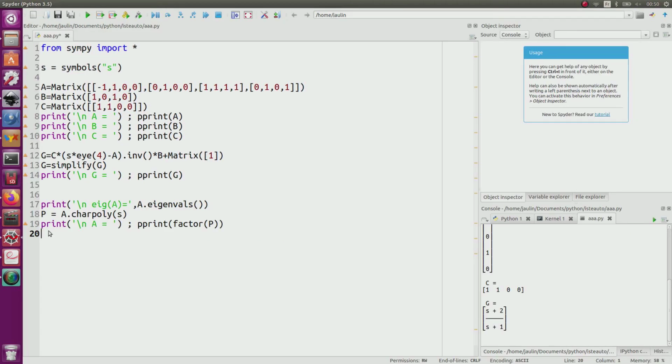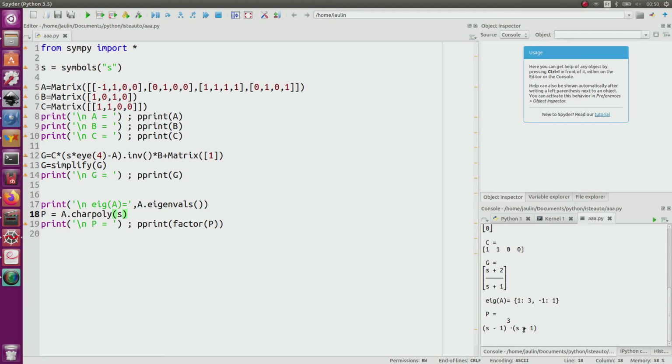I switch here, so P equal, I run the program, and I obtain the eigenvalues here, 1 with a multiplicity 3, and minus 1 with a multiplicity 1. And the characteristic polynomial here is given in a factor form due to this, and we can see that, of course, I can recognize the eigenvalues, so 1 and minus 1.